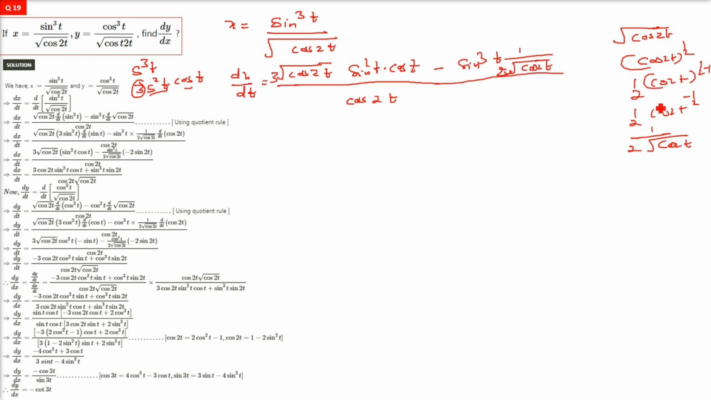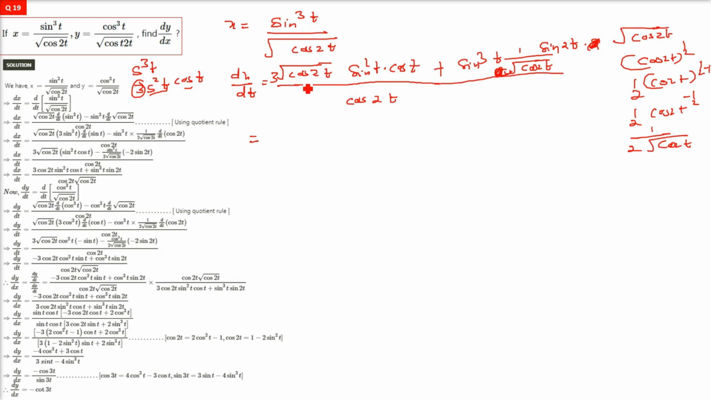Now cos 2t again we have to differentiate. Cos 2t will give minus sin 2t, and then differentiation of 2t will also be done, so it will be 2. So this becomes plus. Now I am cancelling this 2 and 2.